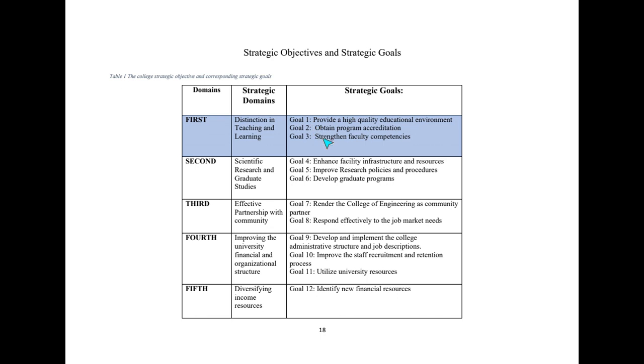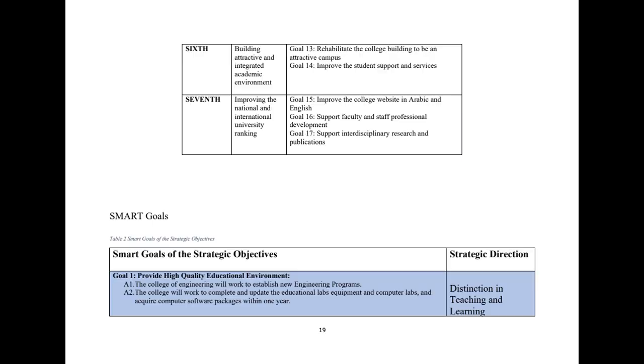And the college has developed three goals to serve this domain. One of them is providing a high quality education environment, then obtaining program accreditation, and strengthening faculty competences. Right. Now let's move on to the SMART goals. You remember the SMART goals from the previous lecture. The SMART goals here are at a smaller level than the goals and the objectives.